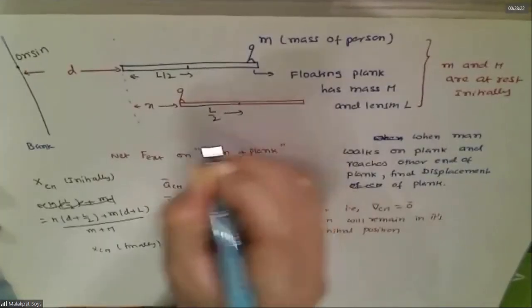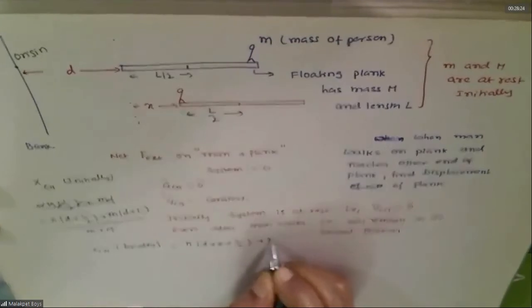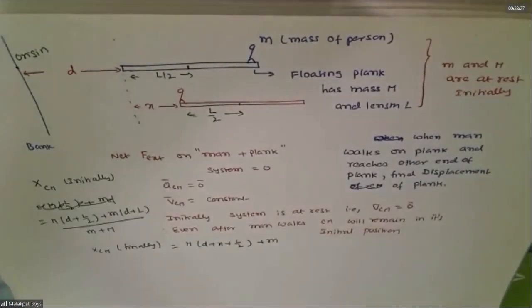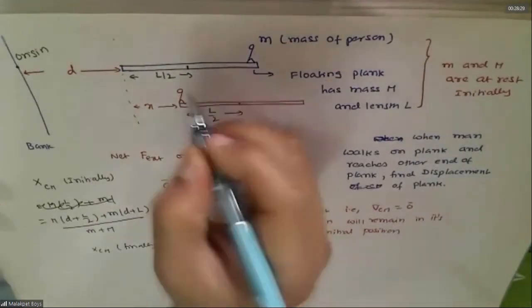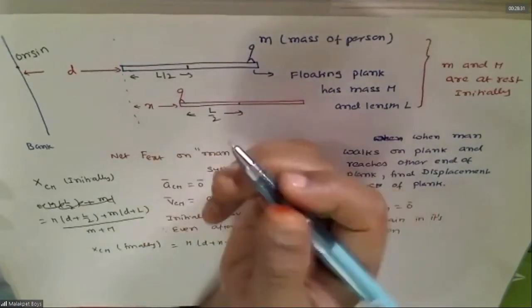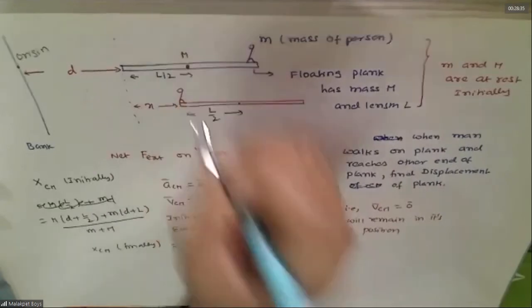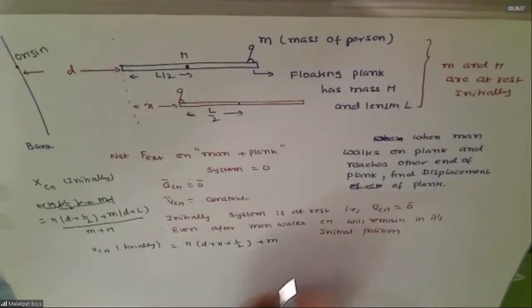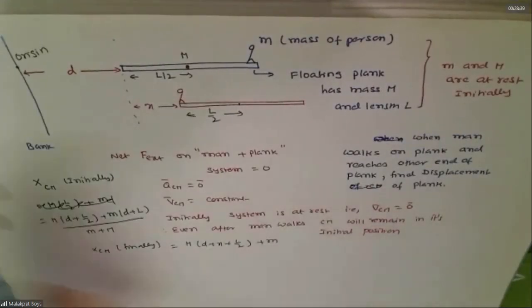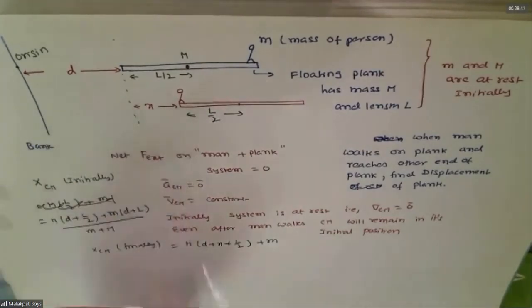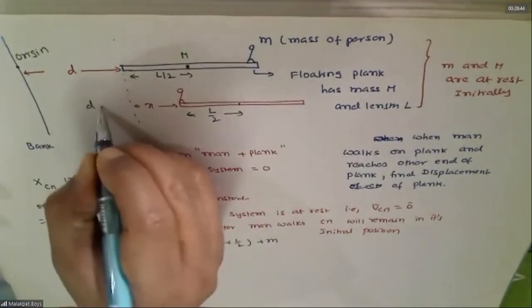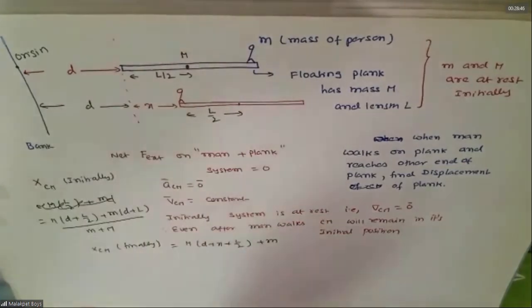One doubt, sir. How do we know L by 2? The center of mass of a plank will lie at its midpoint, the geometric center. Yes, sir. Understood, sir. Because this is d only, no? So d plus x plus L by 2.